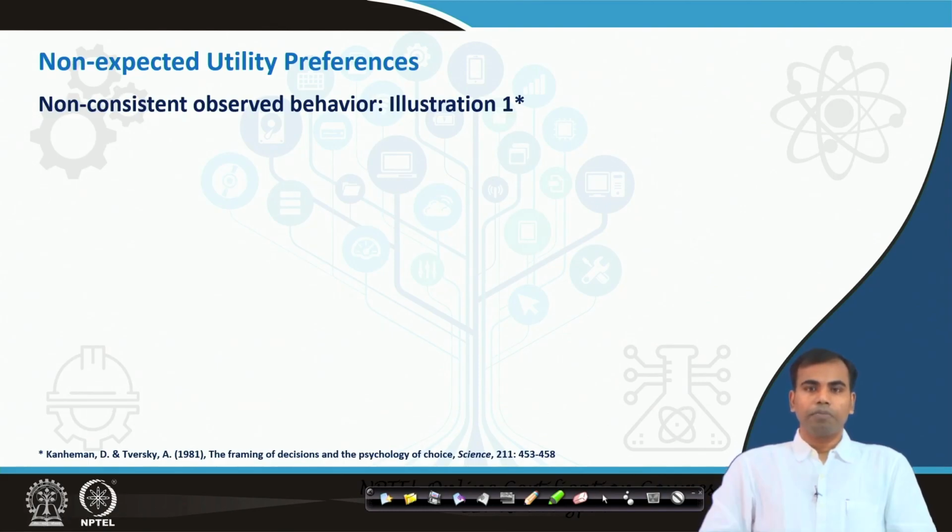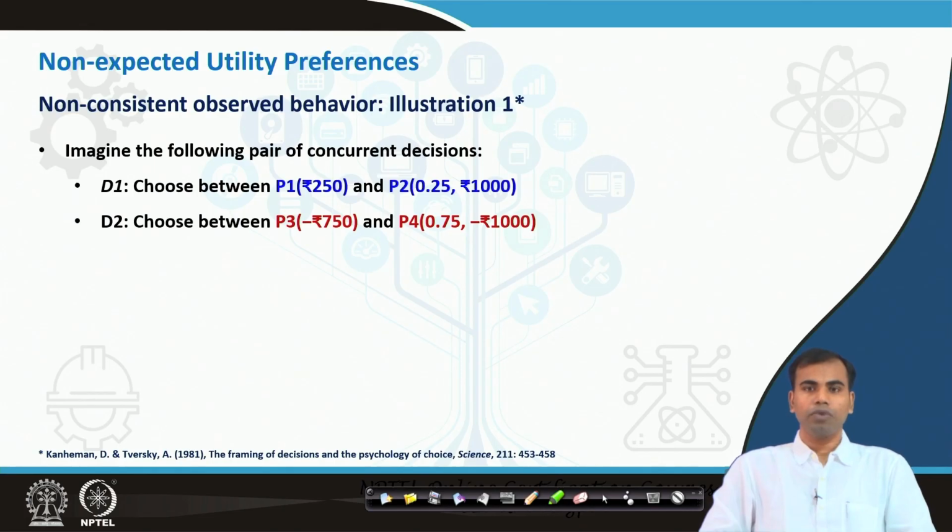So, the first example of non-consistent observed behavior of individuals is drawn from one of the seminal research works of Daniel Kahneman and Amos Tversky. Here the example presents two different decision choices. As you see, you have to make decisions with respect to the two concurrent situations.